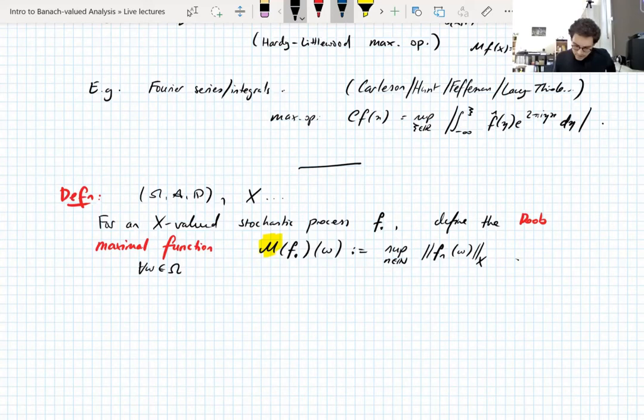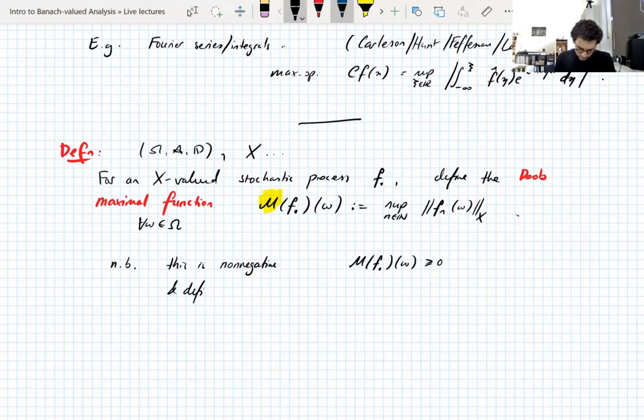So this is the Doob maximal function of a stochastic process, not necessarily a martingale, just of a sequence of random variables. Note that this is actually non-negative. Of course, it's defined in terms of norms. It's not vector valued. It's non-negative real valued, even though the stochastic process is vector valued. It's defined via this stochastic process given by the pointwise norm, which is a scalar valued process. The non-negative reals are contained in the scalar field, so let's consider it as a scalar valued process.